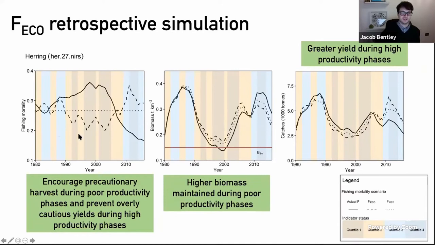And it's also signified by the colors in the background. So when it's darker, it's a bad condition, so the F is going down; when it's blue, the F is going up. And what we found, so again, the lines are the same: during the bad ecosystem conditions, when you're fishing at F-Eco, it acts as a buffer to the biomass, and we don't see biomass drop as low. We have reduced catches, but it balances out in the long run, because during good ecosystem conditions, you get this opportunity to have a higher catch and be less overly cautious.